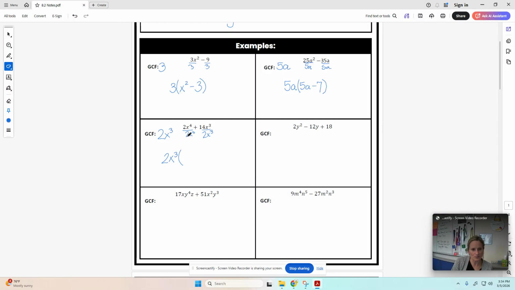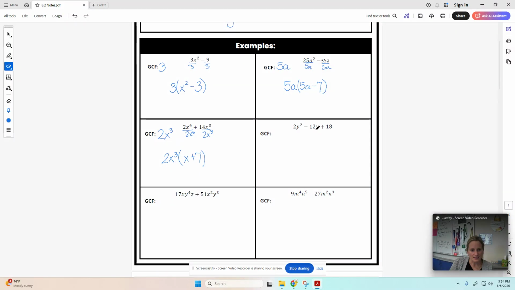2 divided by 2 is 1. I don't want to write that because it might just be a coefficient, so I'm going to wait and see if I have any x's left. X to the 4th divided by x to the 3rd is x, so I don't need to write the 1 because I don't write coefficients of 1. 14 divided by 2 is 7. I already gave that one away. And then x to the 3rd divided by x to the 3rd, those will simplify to just 1. They kind of cancel out, as we might say. So that's my final answer.